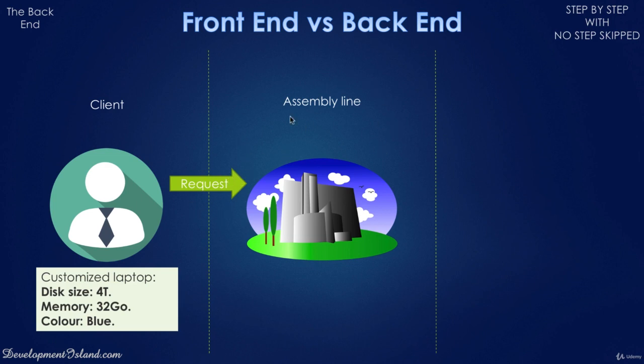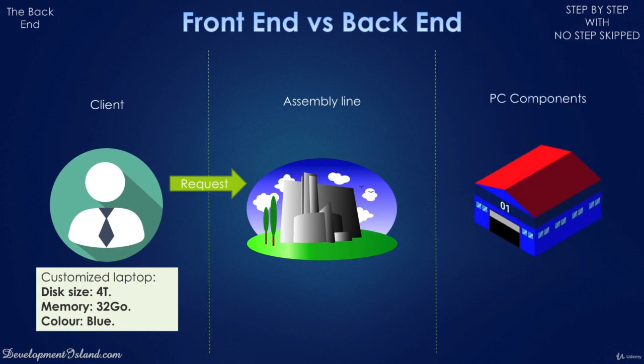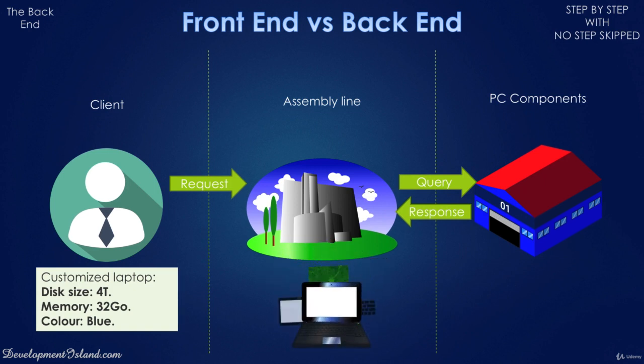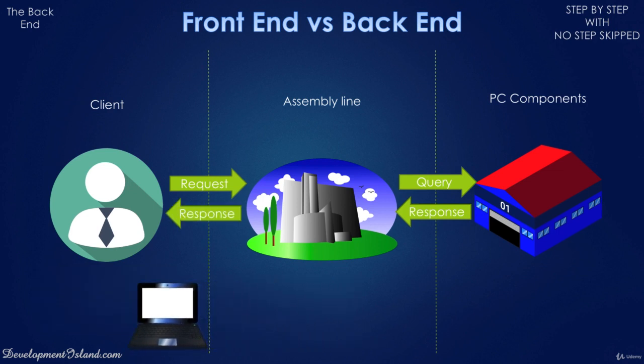Now, the assembly line is where you've got all the machines assembling computers. Now, this will need something else to operate. It needs the PC components, which are normally stored inside a warehouse. Now, the assembly line will send a query to the warehouse asking for the necessary components in order for them to build your laptop. Once they get those components from the warehouse, they are ready to build your laptop. Once they assemble your laptop, they're going to ship it to you.